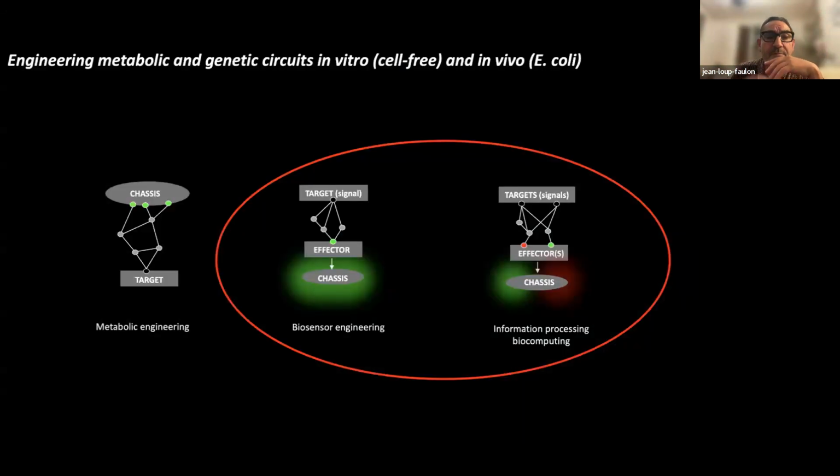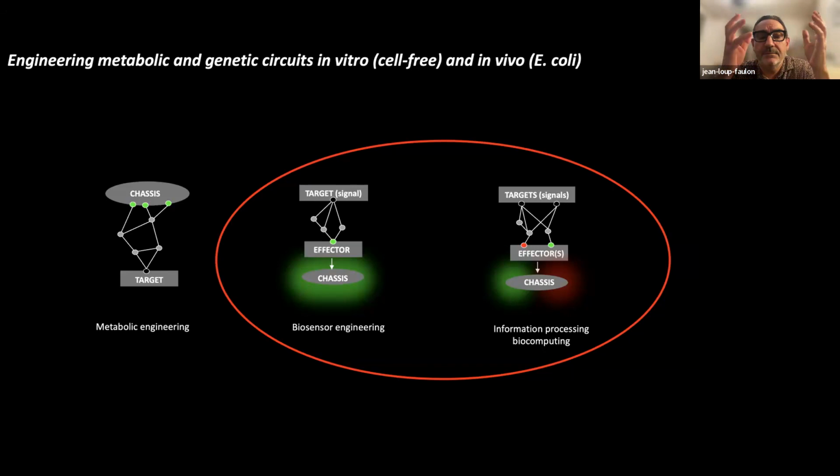So we have been working for quite some time in engineering metabolic and genetic circuits, and we do this in vitro, primarily in cell-free systems. I'll show some of this work, and I know that it is of interest to the Build-a-Cell community because I've seen some talks in the past on cell-free systems. But we also do this in vivo, and when we do it in vivo, it's with E. coli. So we have been historically working on that for metabolic engineering.